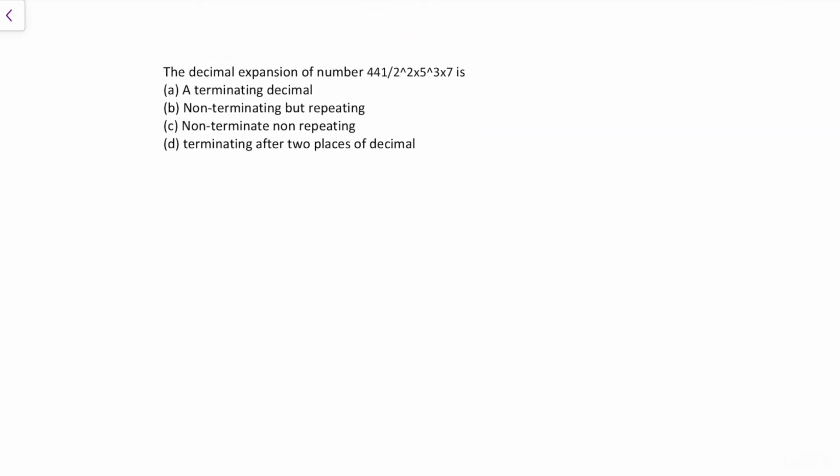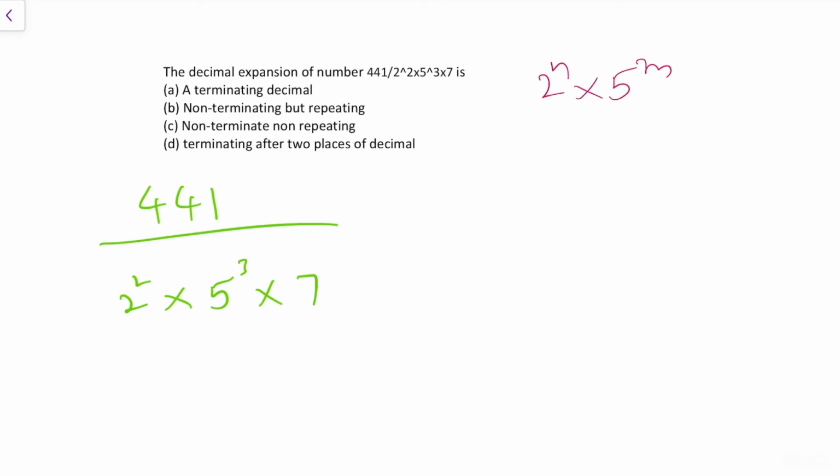Next question. The decimal expansion of the number 441 divided by 2 square into 5 cube into 7. As I already said in the previous case, if the denominator is in the form of 2 power n into 5 power m, then only it will have a terminating decimal, otherwise a non-terminating repeating type of decimal. Now if we observe this clearly, in the denominator 2 is there, 5 is there, that is also okay, but an extra number 7 is there.